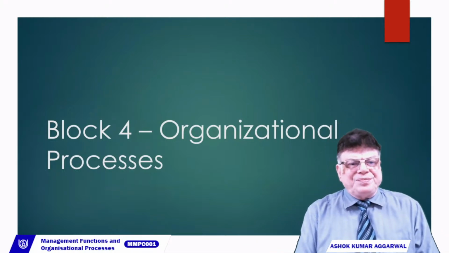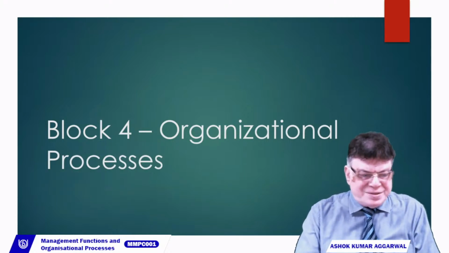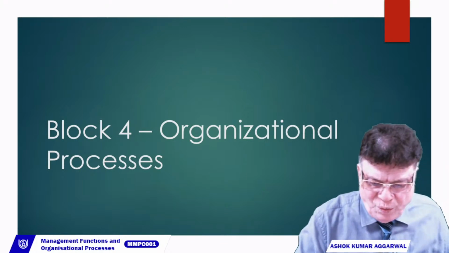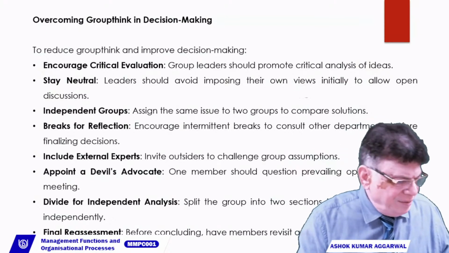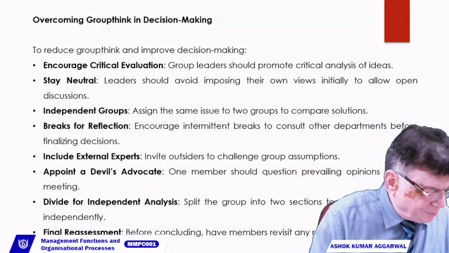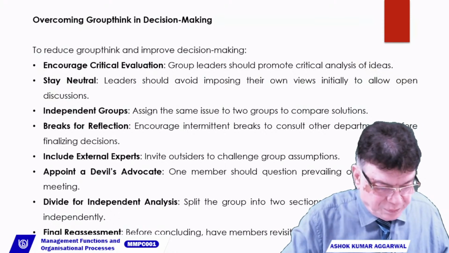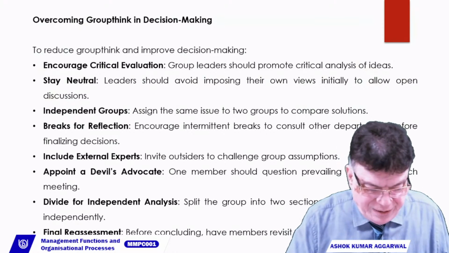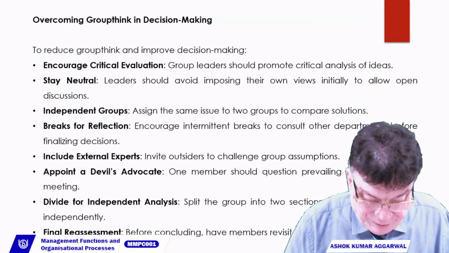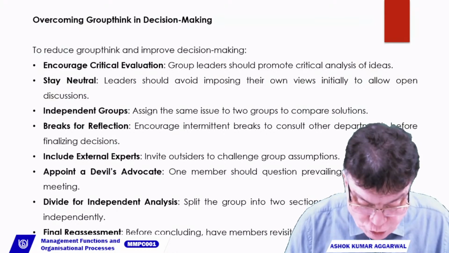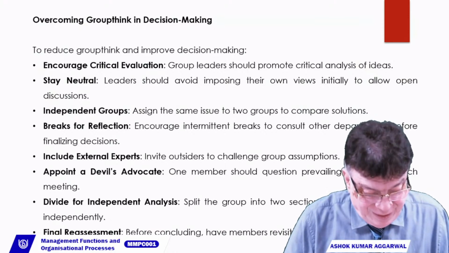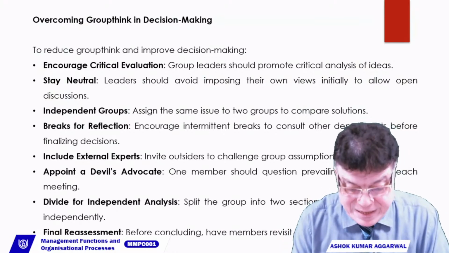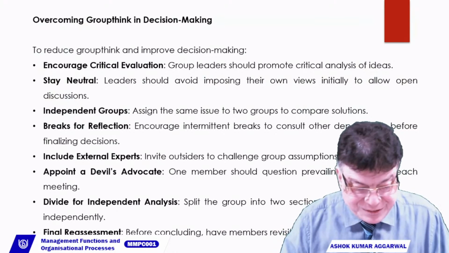Next is organizational process. So, in decision making, we have studied phase 1 identification, phase 2 development, phase 3 selection. Then we have studied types of managerial decision, judgment decision, adaptive decisions.